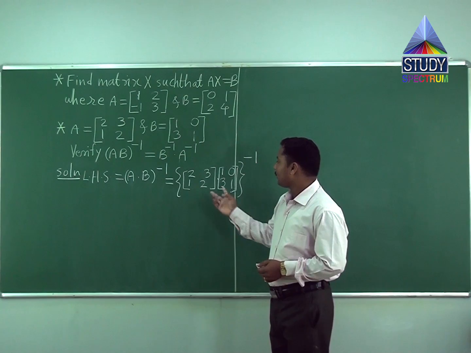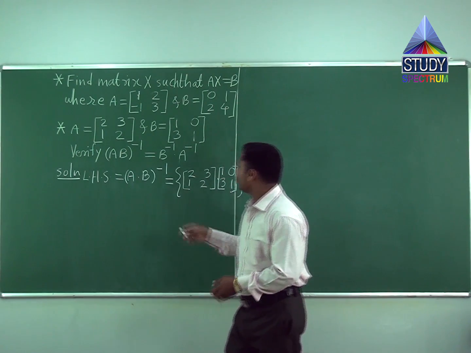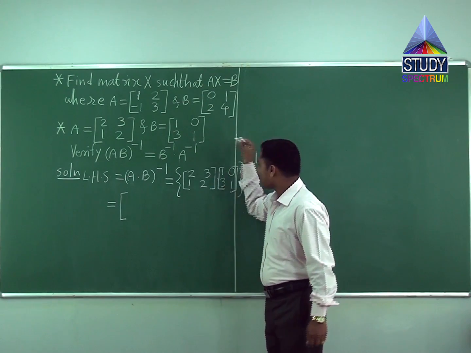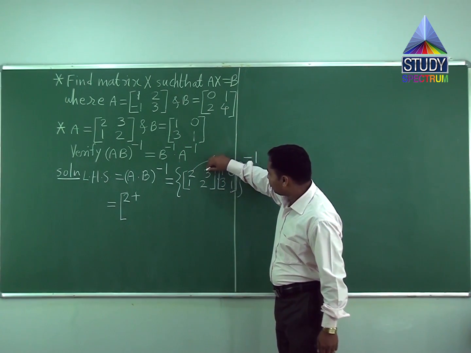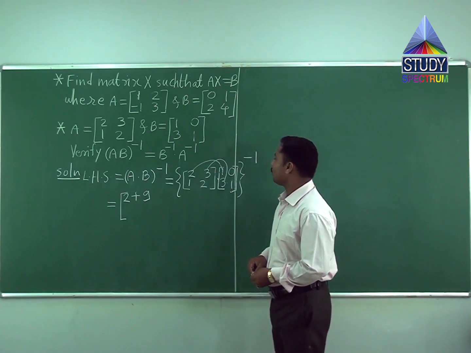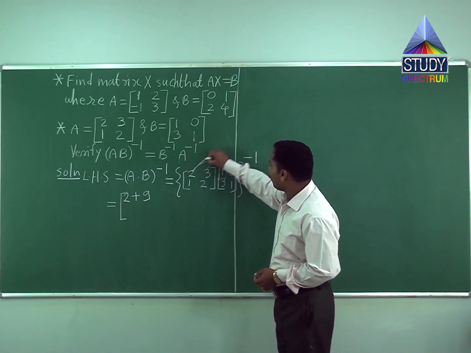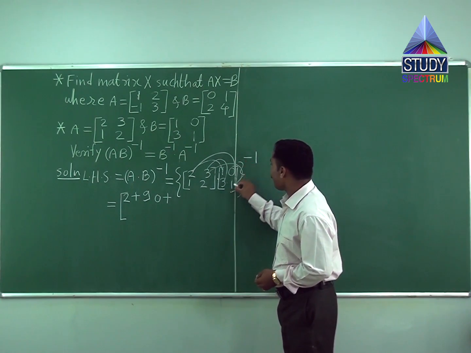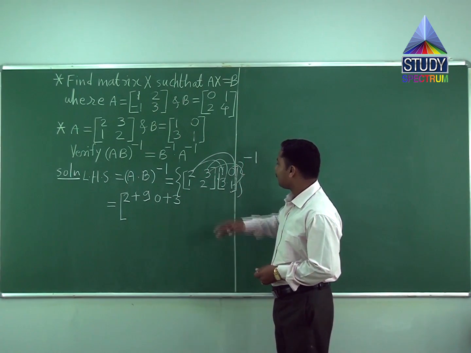So we multiply these two matrices place to place, multiply, and then take the sum. So equal to what? How is the multiplication? First row, first column. So 2 into 1, 2, plus this 3 into 3, 3 into 3, 9. So finish the first row, first column. Again, first row, second column. What? 2 into 0, 0 plus this 3 into 1, 3. Again, same for the second row.